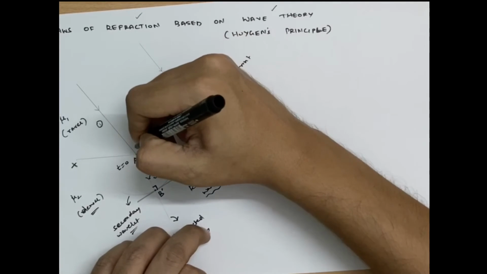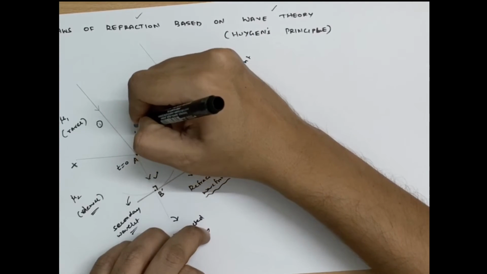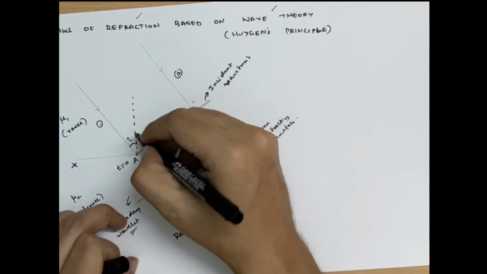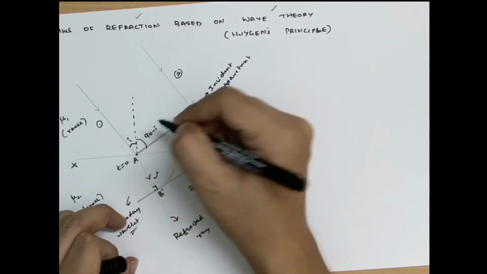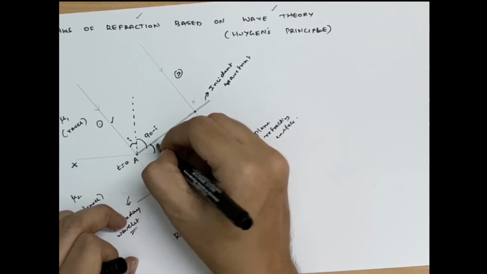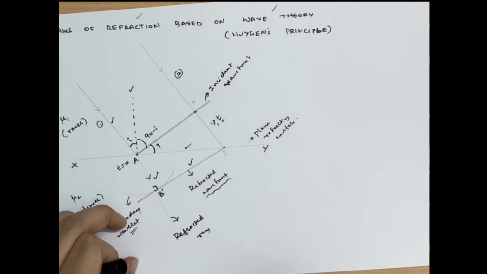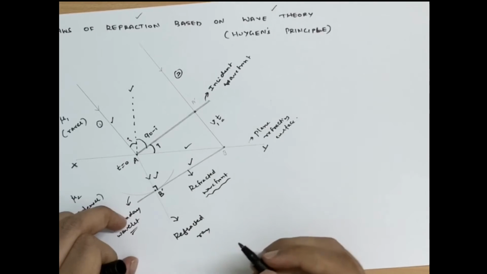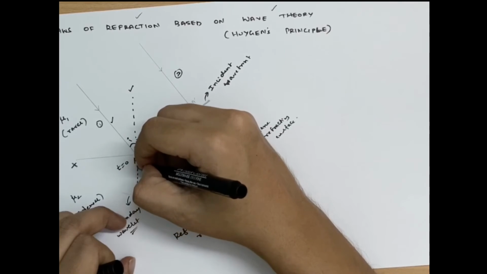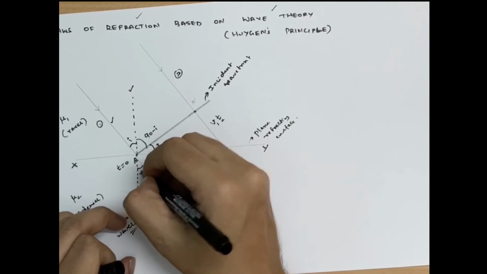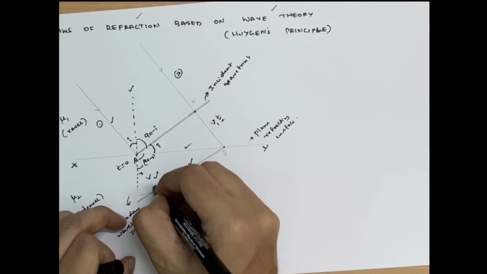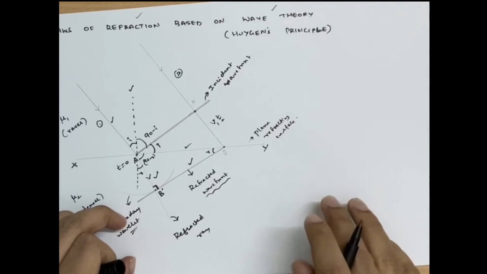For that, if you draw a normal at this point, then this is going to be the angle of incidence, I. If this is I, this is going to be 90 minus I, because the ray and the wavefront are perpendicular to each other. If this is 90 minus I, this will be I, because the normal and the boundary are perpendicular to each other. Similarly, if you draw a normal in the second medium, this is going to be the angle R. Then this will be 90 minus R. This is already 90, so this angle will be R.